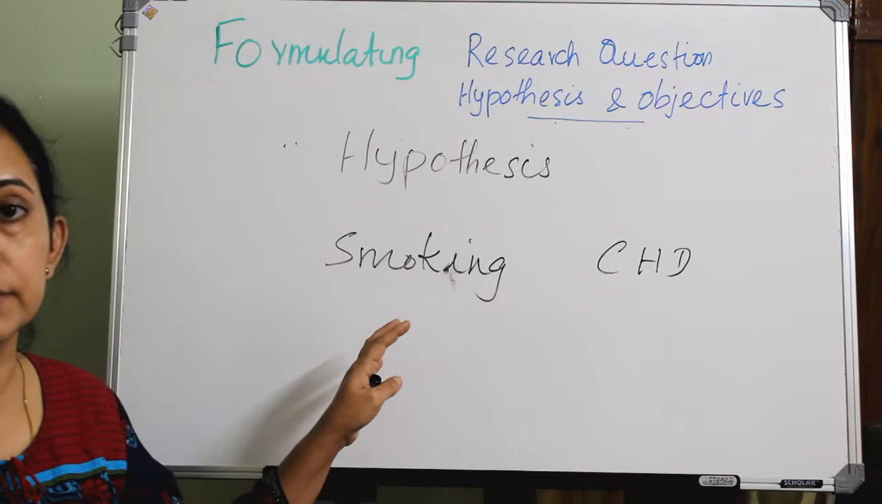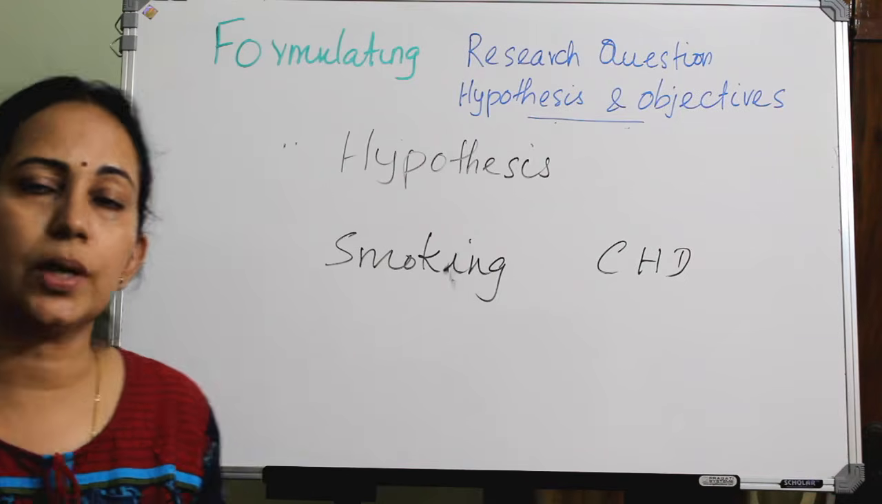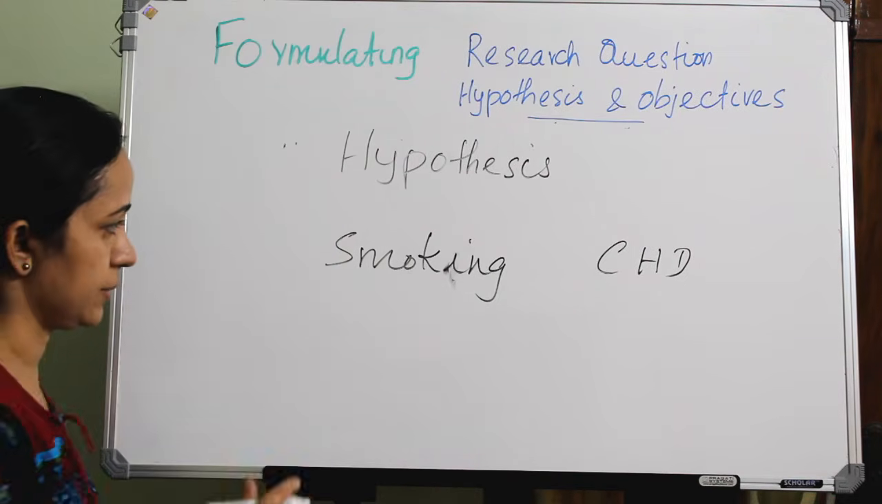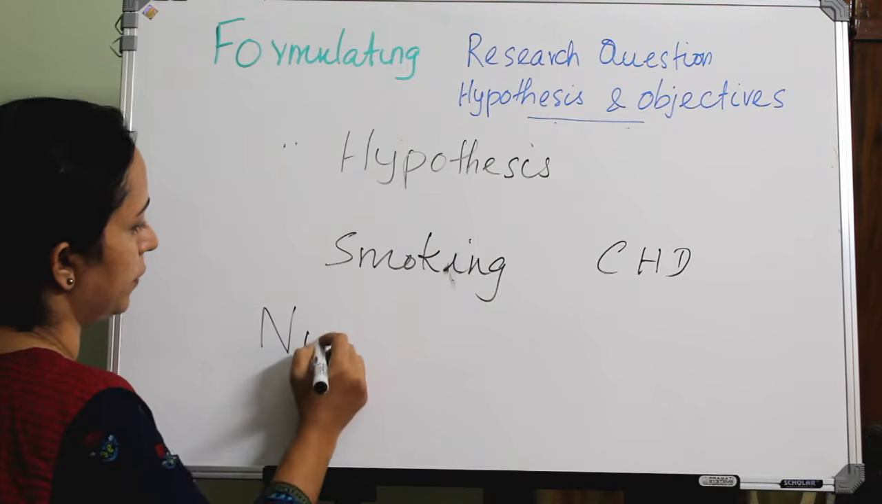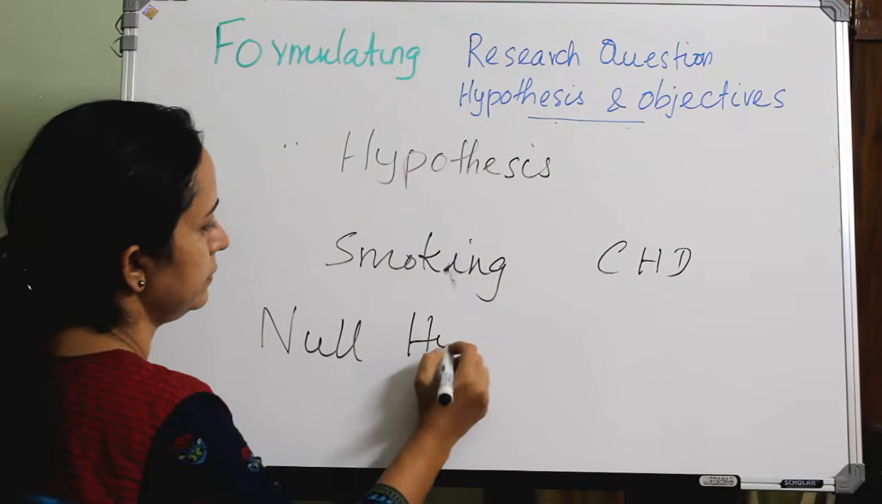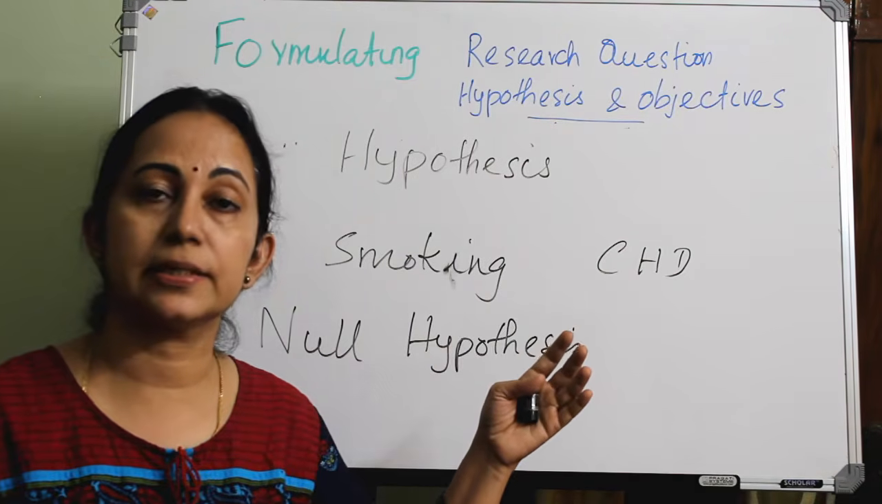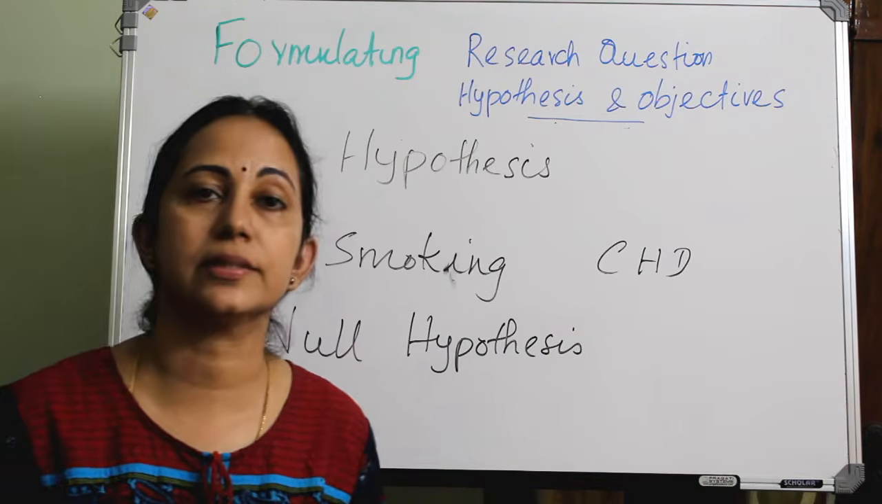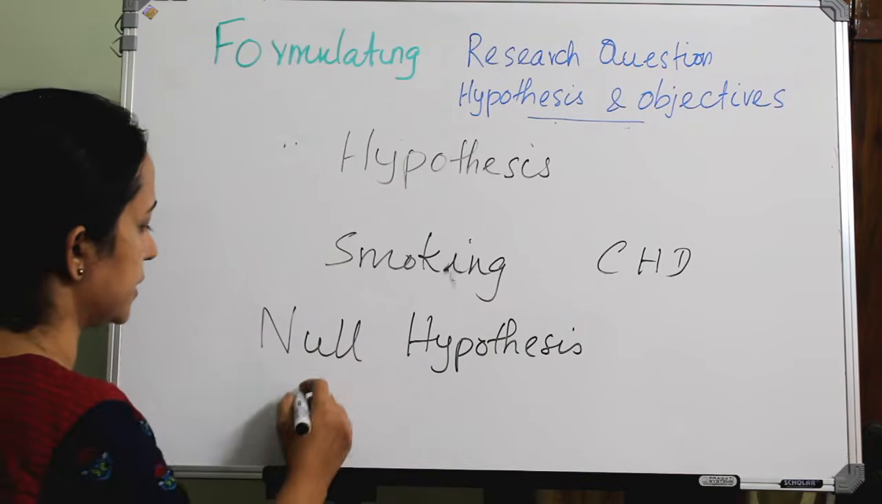If the researcher tells that there is no association between smoking and coronary heart disease, it becomes a null hypothesis. Or if the researcher tells that there is an association and smoking is associated with the coronary heart disease, then it becomes an alternate hypothesis.